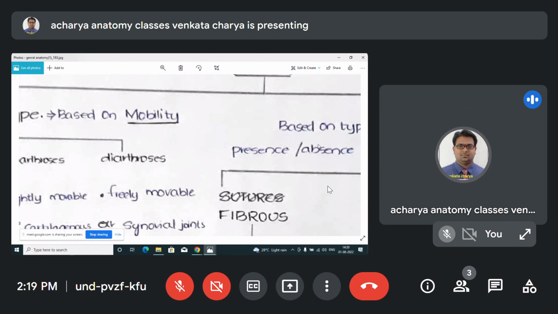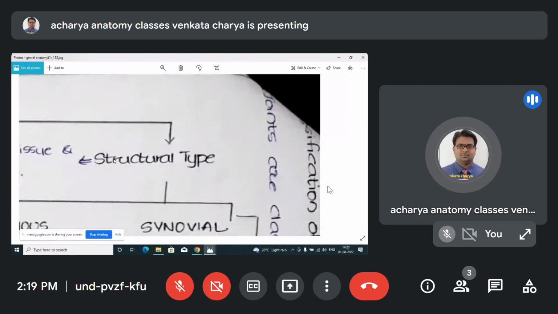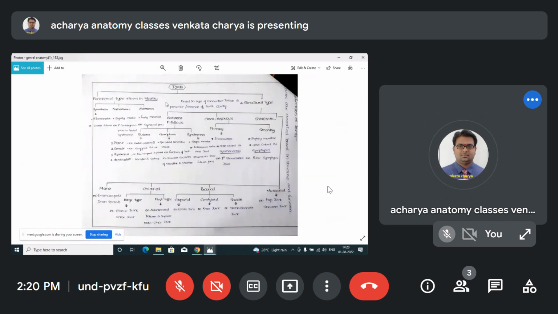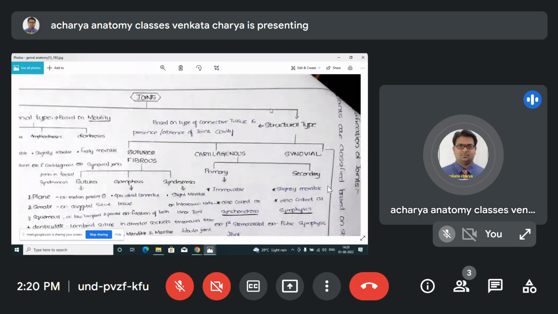Okay. Next, come to the structural classification. According to the structure, joints are classified into mainly 3 types. Number 1, fibrous type. Number 2, cartilaginous type. And number 3, synovial type.